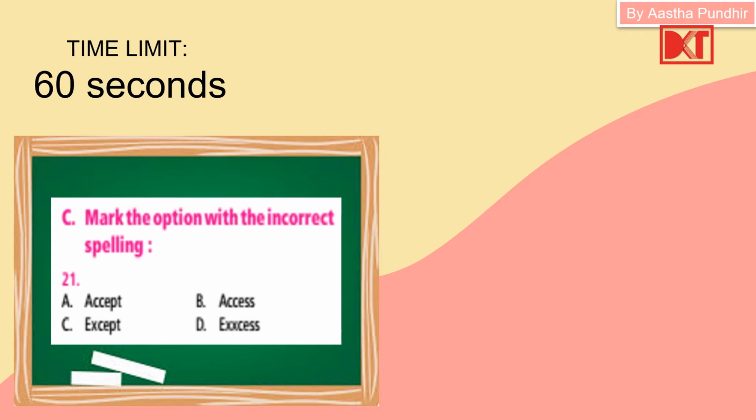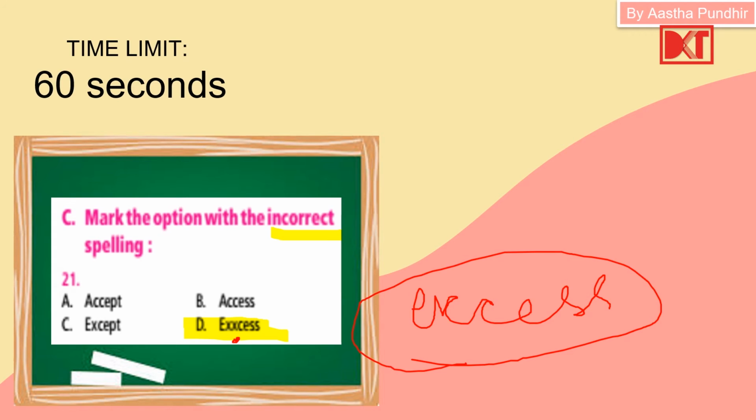Okay, so here what we have to do is mark the word with the incorrect spelling, the word which is misspelled. So here the word which is misspelled is D, excess. The correct spelling of excess is E-X-C-E-S-S, which means there is no double X. Excess means something which crosses the limit. Alright.